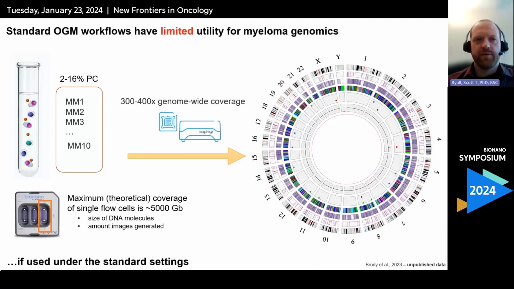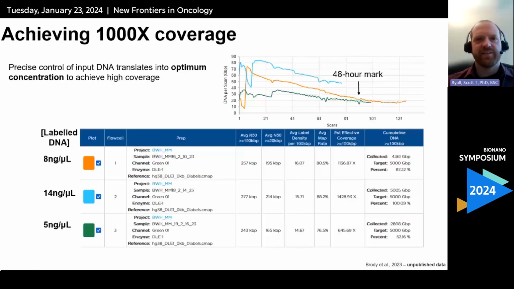But that being said, you don't need to run this under the standard approach. In theory, the maximum theoretical coverage of these flow cells is about 500 gigabases. And what that translates to is about 1,000x coverage, not 300 to 400x coverage. So we tweaked our approach and asked ourselves, can we actually get to 1,000x coverage?